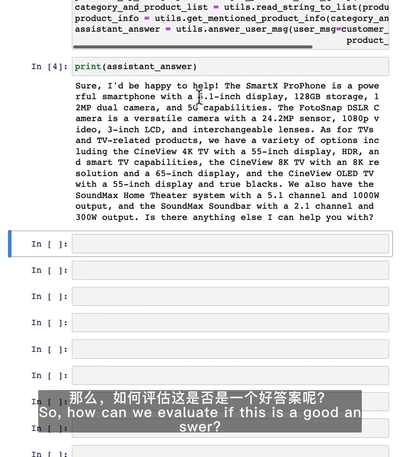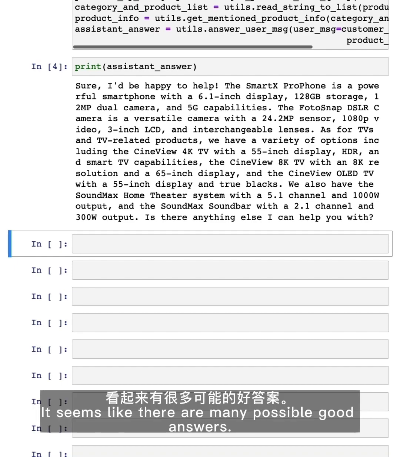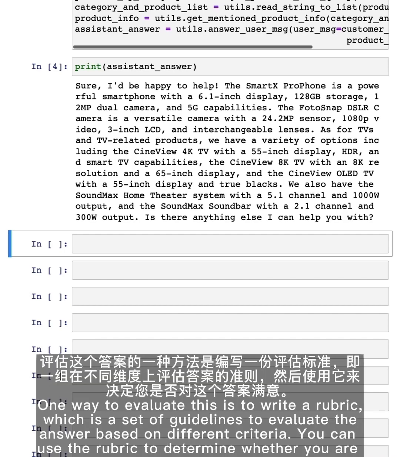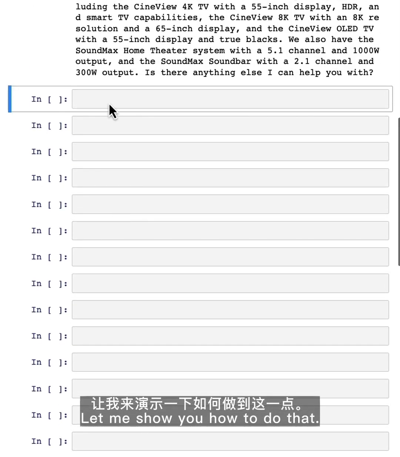So how can you evaluate if this is a good answer or not? Seems like there are lots of possible good answers. One way to evaluate this is to write a rubric, meaning a set of guidelines to evaluate this answer on different dimensions, and then use that to decide whether or not you're satisfied with this answer. Let me show you how to do that.